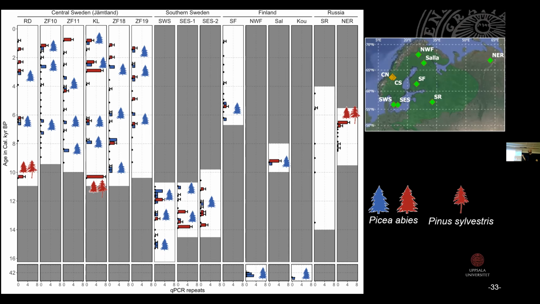Also, very interesting is that we can see it in southern Sweden, which has been debated for a very long time, since Dag and Nielsen found the pollen. It has always been said that this was long distance distribution of pollen, but based on DNA, we would actually suggest that there was spruce present in southern Sweden.